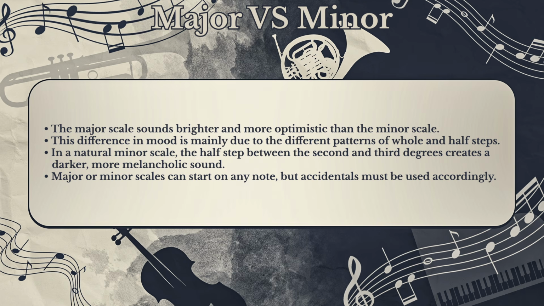The major scale sounds much brighter and more optimistic than the minor scale. This difference in mood comes mainly from the different patterns of whole and half steps. In a natural minor scale, the half step between the second and the third degrees creates a darker, more melancholic feeling. Of course, we can start a major or minor scale on any note other than C or A, but in that case, we should use the corresponding accidentals.